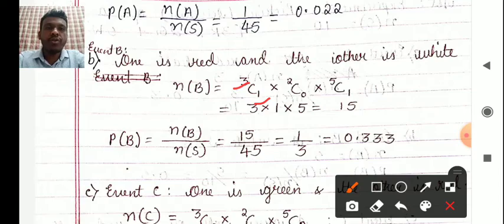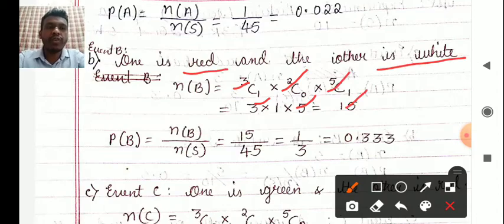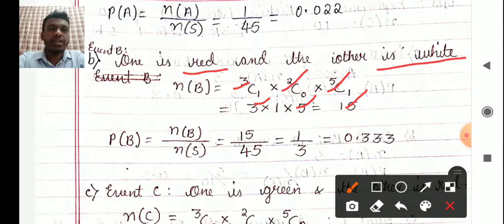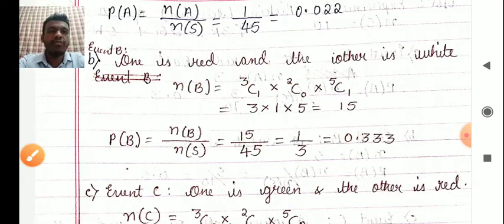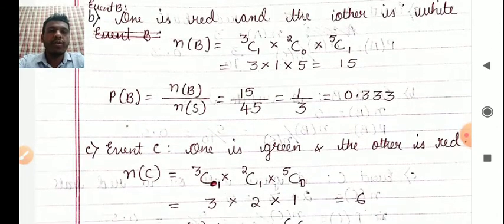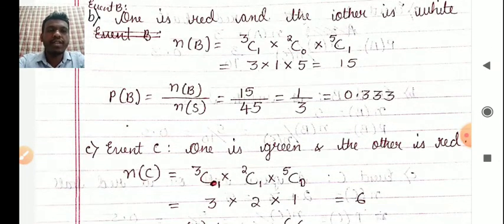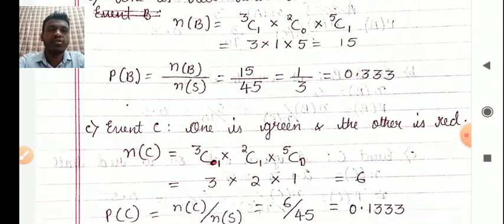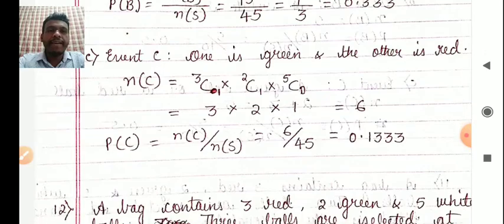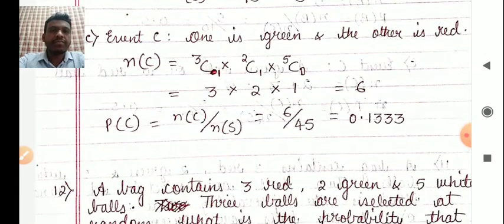Then out of 2 green balls, how many green balls are we selecting? 0, because 1 is white and 1 is red, they have said. And out of 5 white balls, 1 is white. So this is the scenario, and n of B is equal to 15 in this case, 3 into 1 into 5. So probability of B is equal to n of B upon n of S. N of B is 15, we have calculated, n of S is 45, so 1 upon 3, which is equal to 0.333.